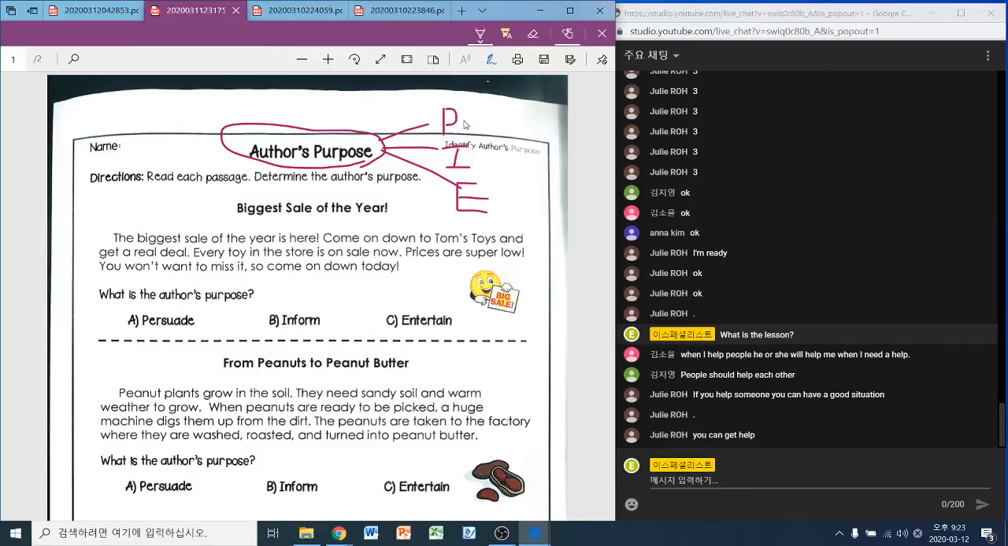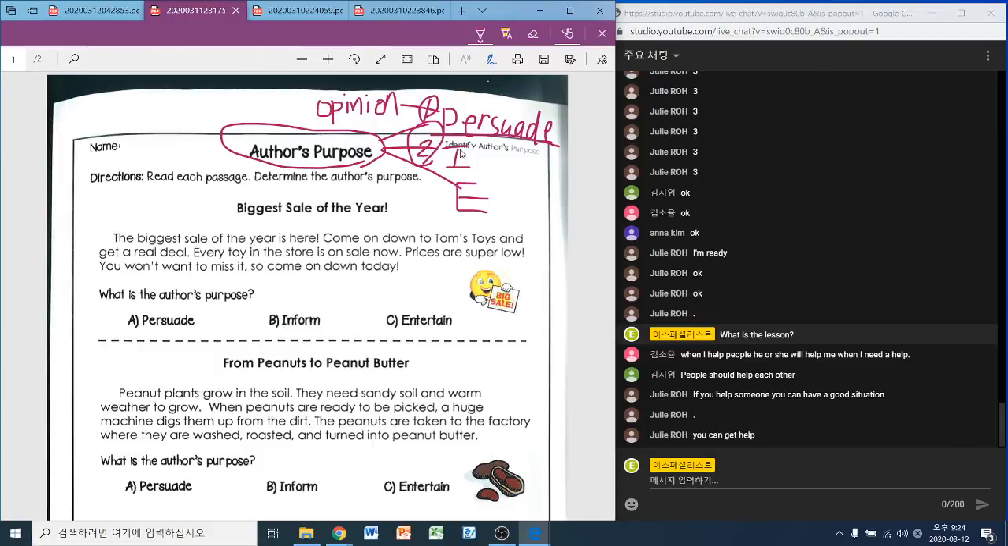Say persuade. Persuade. Persuade means you make other people believe your idea. Persuade means you give your opinion. Persuade means what? You give your opinion. Understand? That is opinion writing. Understand? Opinion. You give your opinion. That is the persuade. Number one.